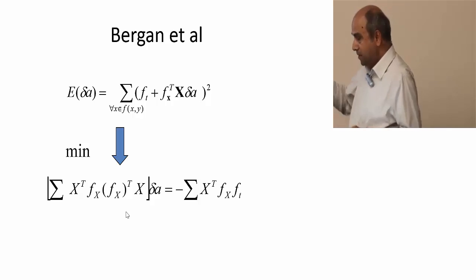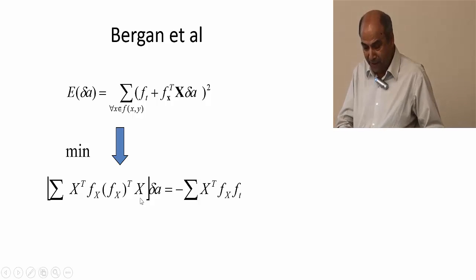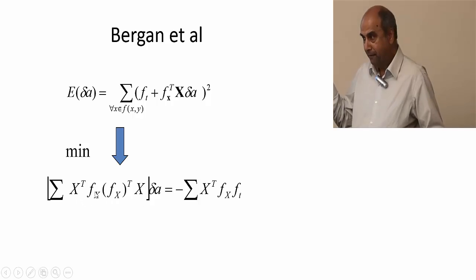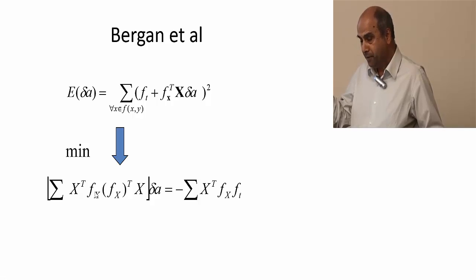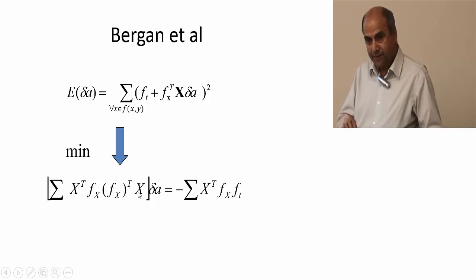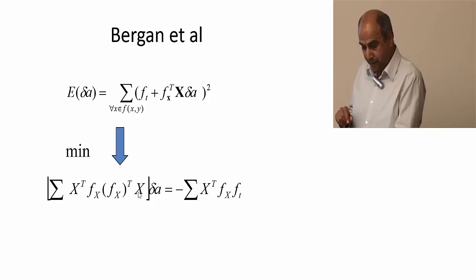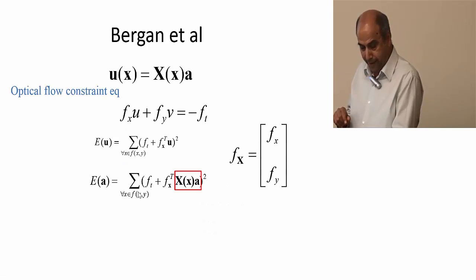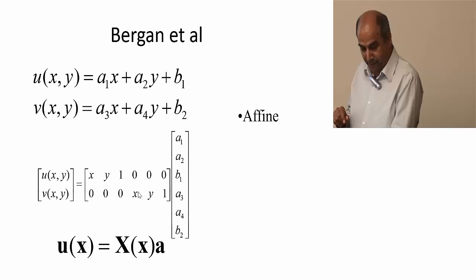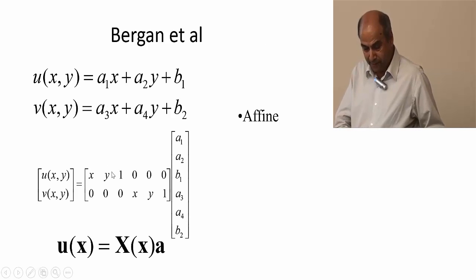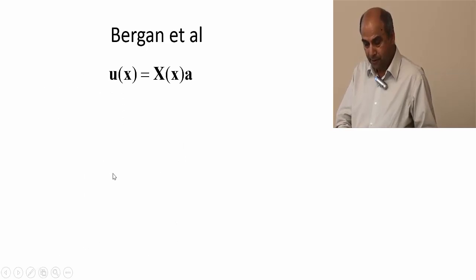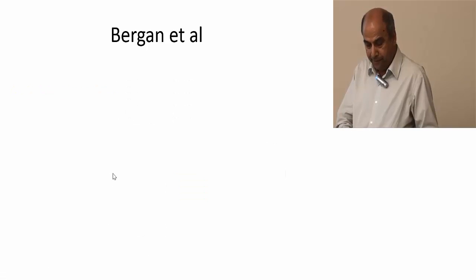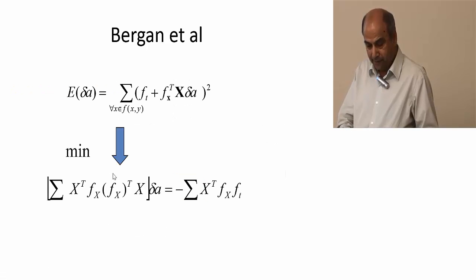And this way, now in this thing, everything is known. Fx, Fy, Ft is known. You can compute from the image. And x is these x coordinates, as you saw there. And this was your x matrix. This is x matrix. These are just x coordinates for each pixel. So therefore, that's it.